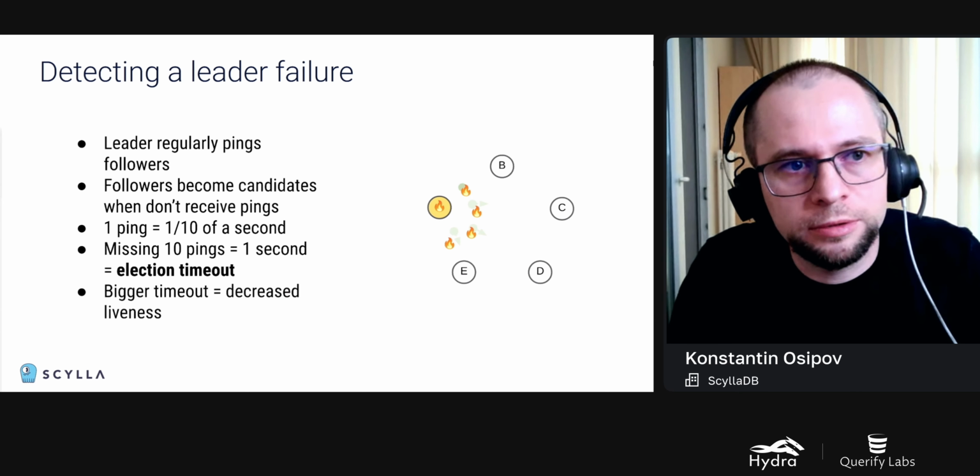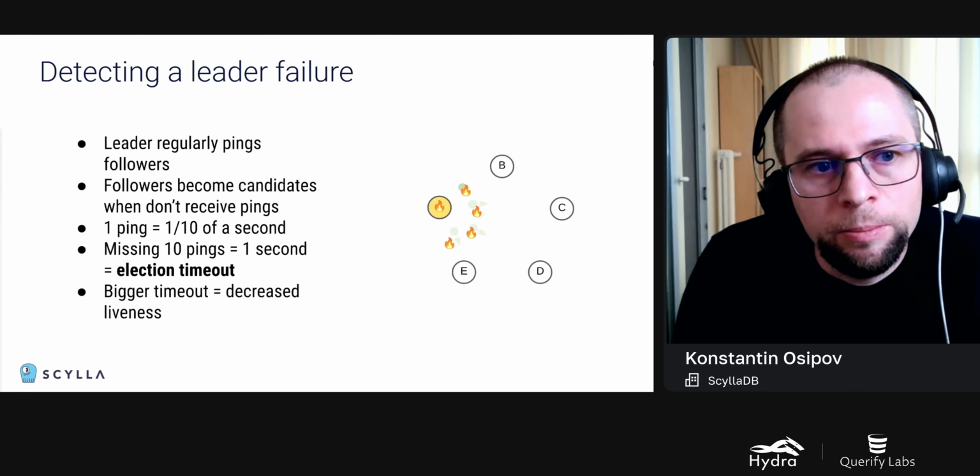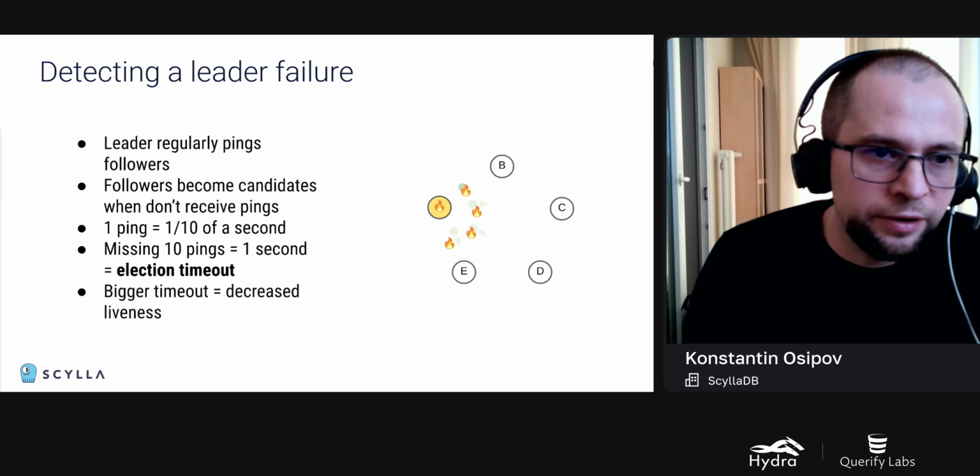Let me go back to my slide. Before we move on and discuss elections, please acknowledge one moment: the bigger the timeout before a follower becomes a candidate, the more patient it is, the lower is the liveness of the algorithm, the lower is the availability of the cluster in case of a leader failure. So if you have to wait, you of course cannot commit new entries, and the leader might be dead, but you're still waiting because the leader might be alive, and so on.